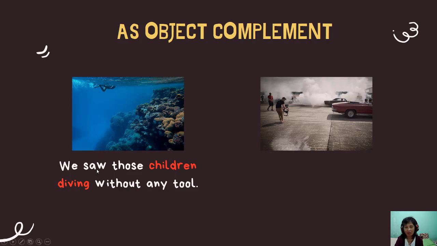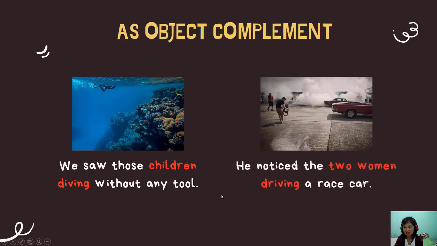We saw, this is the predicate, and those children is the object. Diving actually is the action of these children, but because it is the action of these children, we call it object complement. So it is in the form of gerund too. The same as this: he noticed the two women driving a race car. So driving is the object complement of the two women.